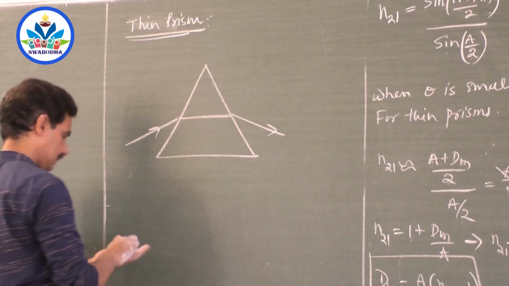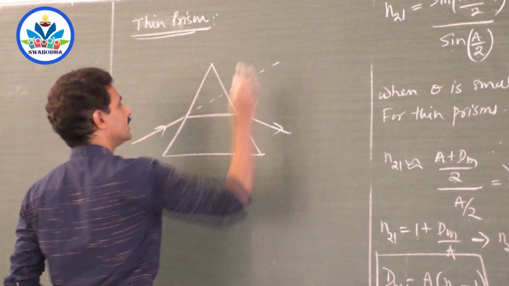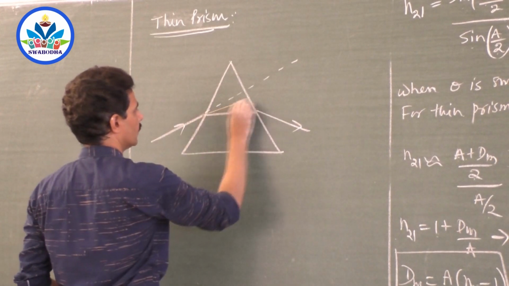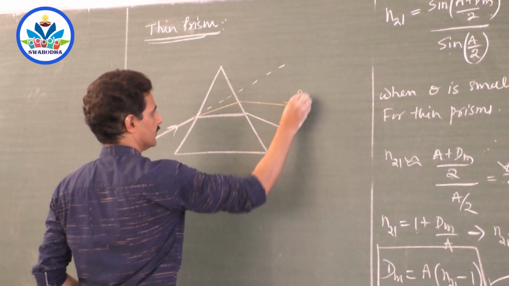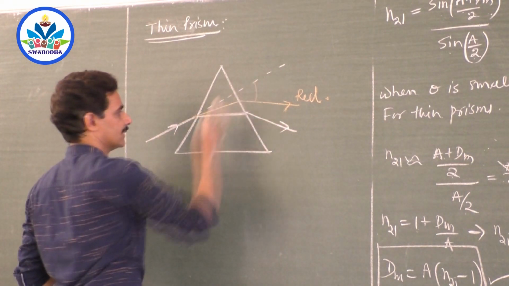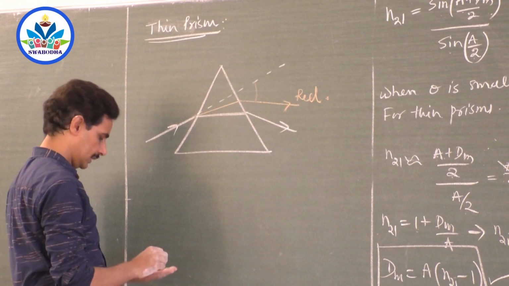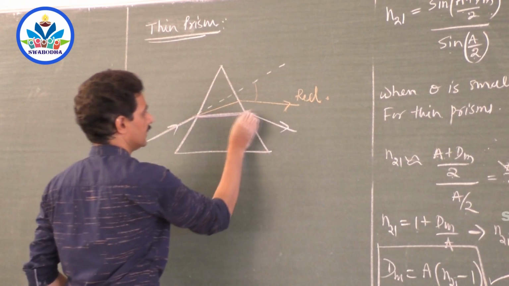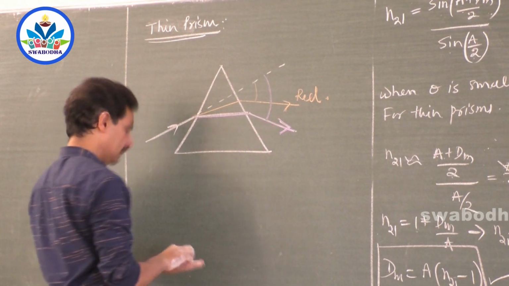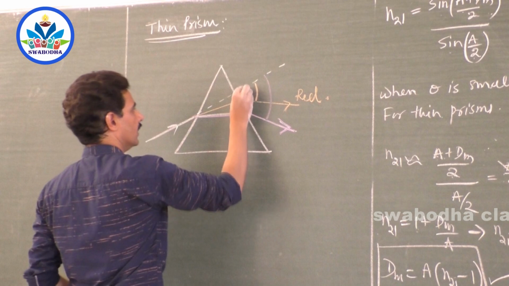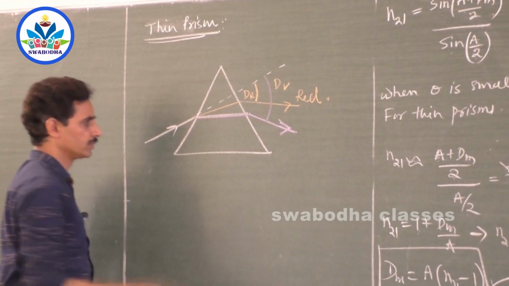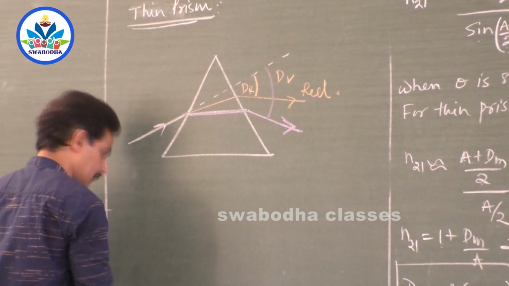This is the original direction. The one which has got the most speed will keep itself very close to the original direction. What is that one? Red. Red travels with most speed and it bends least. Am I right? And what about violet? Violet travels with the least speed and it bends most. So this is the deviation for red color and this is the deviation for violet color. So violet bends more and red bends least.